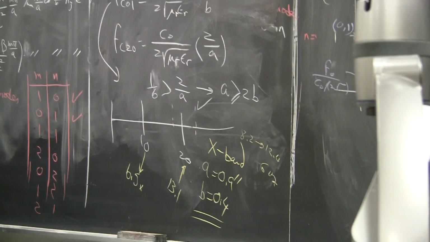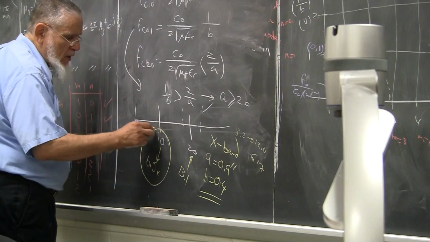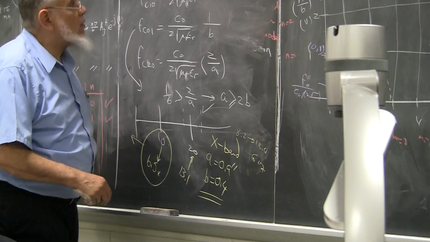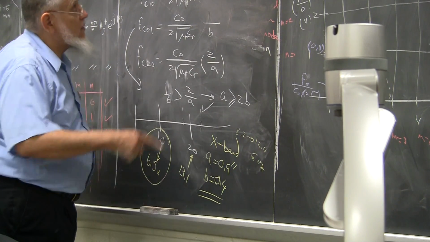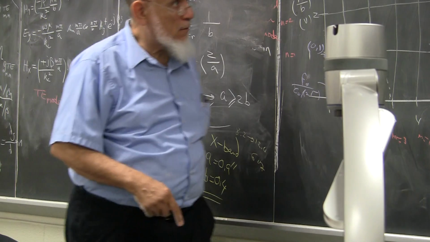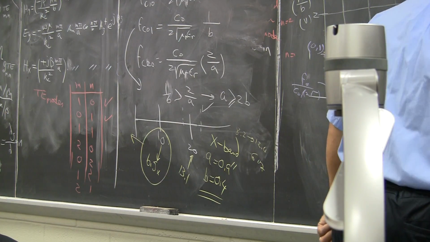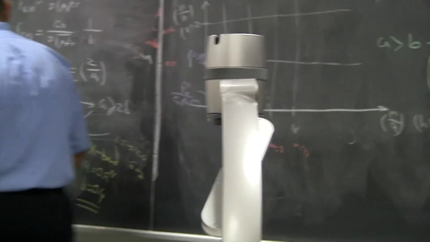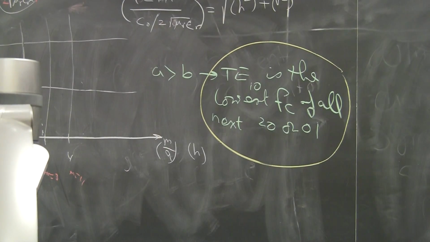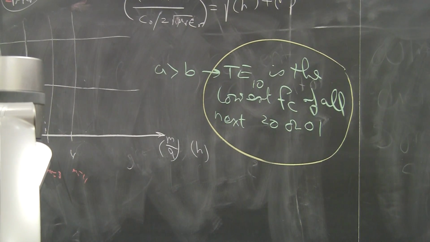So anyway, we have determined that this one here is a dominant mode. Where was it? I erased that. No, it's still written here. So I want to go back to the dominant mode and see what the fields look like.